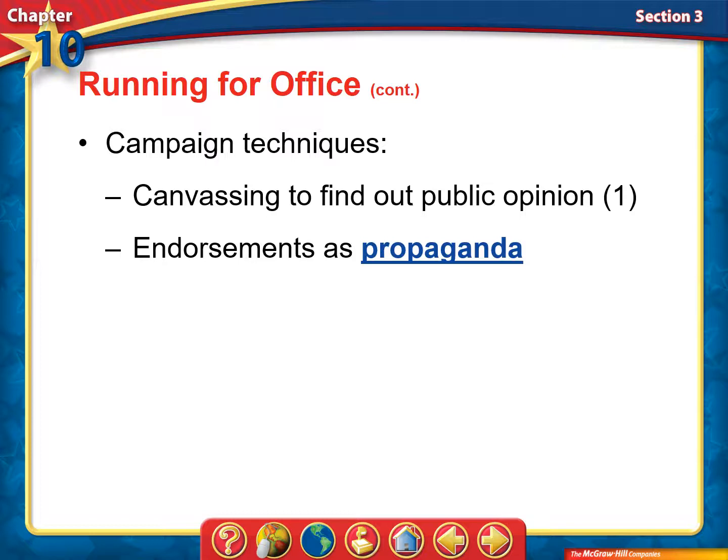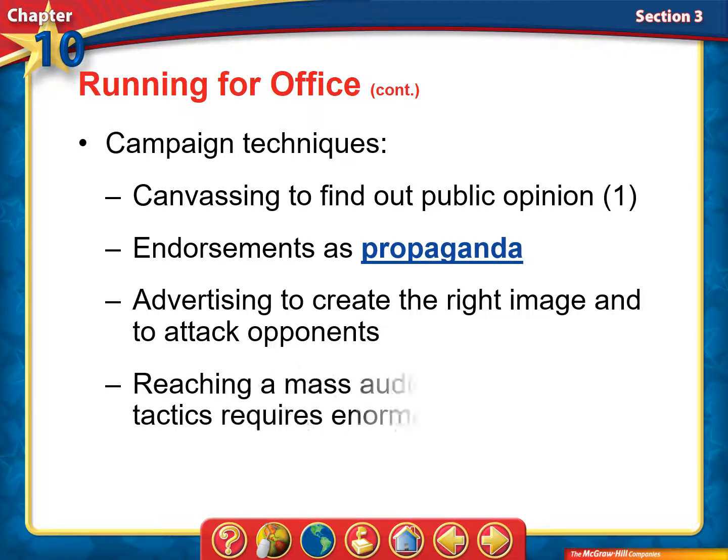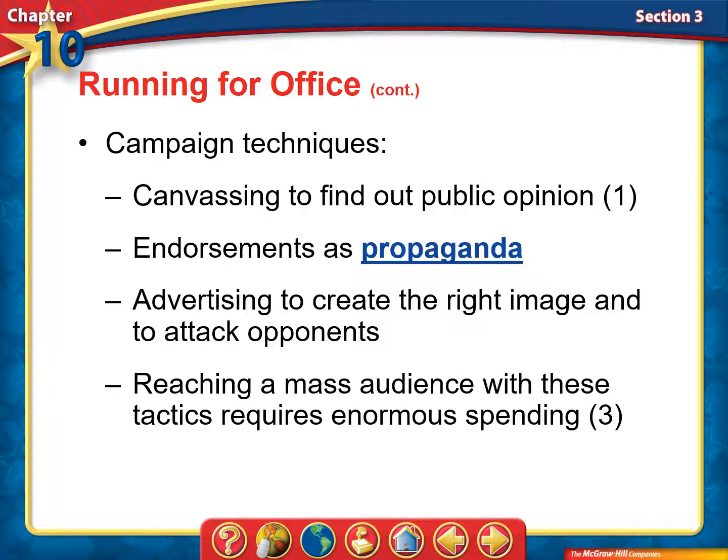Great example of propaganda. Secondly, the one we're most familiar with are advertisements. Advertisements to create just the right image for a candidate, but also to create a negative image for our opponent. But here's the thing, whether you're using social media or you're going door to door or you're making big speeches or even television commercials, no matter what medium you choose to use, to reach a large number of people is going to require a large amount of money. And so that leads us to, where does the money come from?